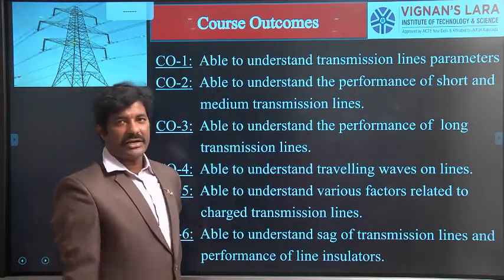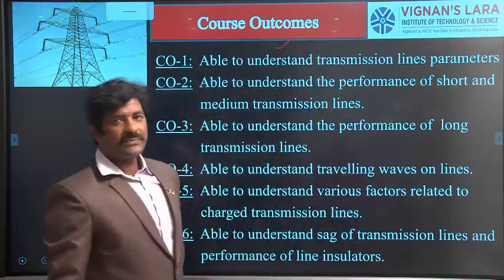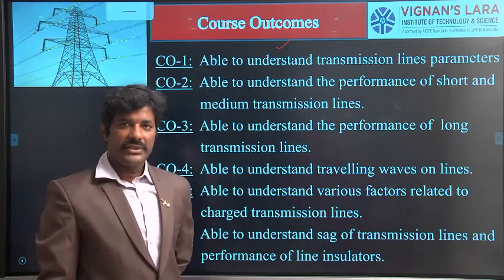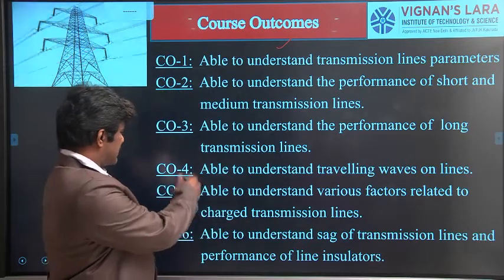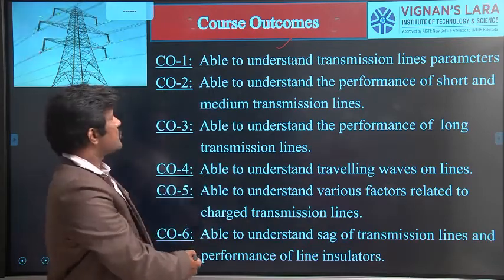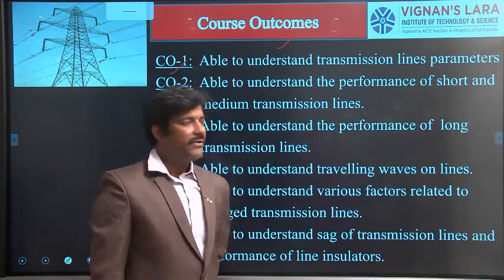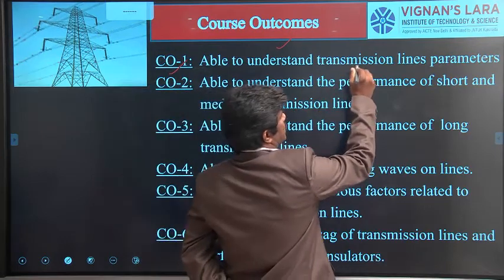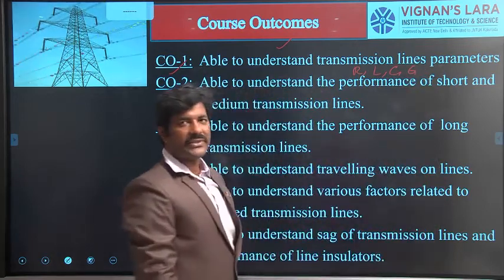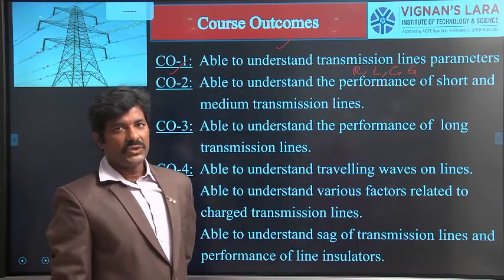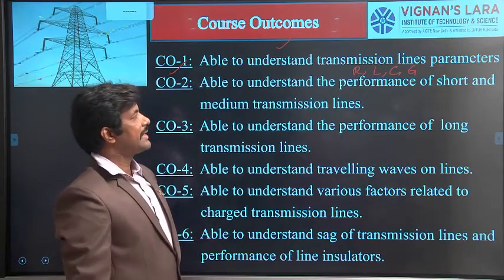Next, coming to the course outcomes. As all of us know, every subject consists of 6 units. With each unit, after completion of learning, we will get an outcome. So here I am giving you the 6 course outcomes. The first course outcome is from the first unit, where we will model the transmission line from the 4 parameters. As I told you, they are resistor, inductor, capacitor and conductance. So modeling of the transmission line is done in that first unit.